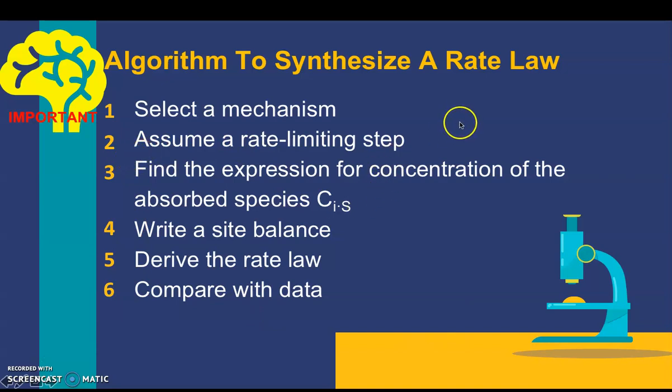So before you want to derive a rate law for a solid catalyst reaction, these are the steps that you need to follow. The first one is select a mechanism. Second, assume a rate limiting step. I have explained to you in last week's lecture what is a rate limiting step, which is also known as rate determining step, RDS. And then the third step is to find the expression for concentration of the adsorbed species.